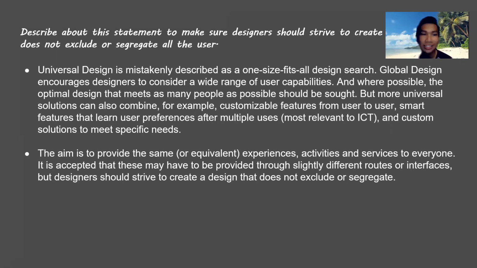But more universal solutions can also combine, for example, customizable features from user to user, smart features that learn user preference after multiple uses, most relevant to ICT, and custom solutions to meet specific needs. Next one, the aim is to provide the same or equivalent experience, activities, and service to everyone. It is accepted that this may have to be provided through slightly different routes or interfaces, but designers should strive to create a design that does not exclude or segregate.